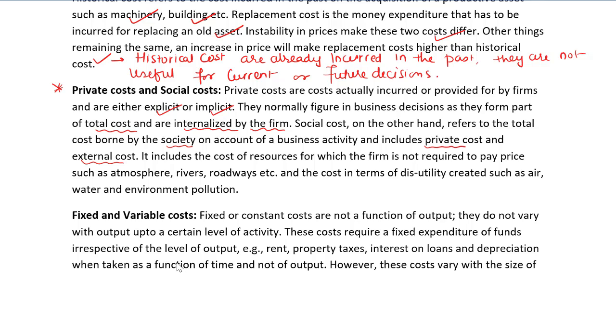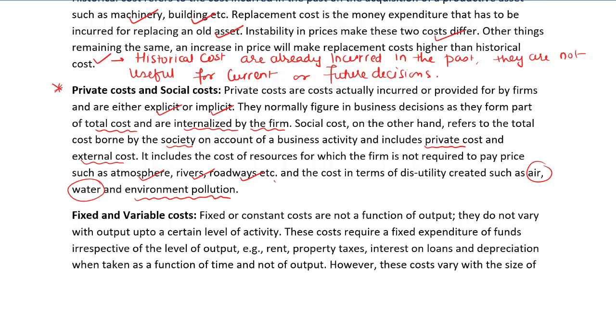It includes the cost of resources for which the firm is not required to pay a price, such as atmosphere, river, roadways, but everything is included in the cost. Social cost also includes cost in terms of disutility created, such as air, water pollution, and environment pollution. Understood?